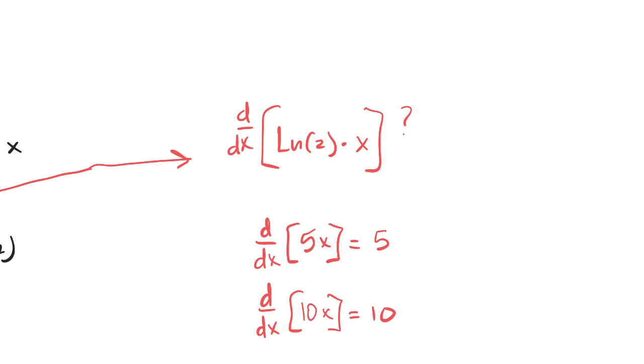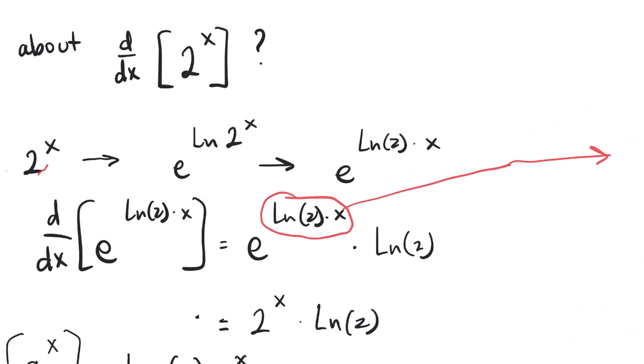10 is just a coefficient. Natural log of 2 is just a coefficient. It's a constant value, just like 5 or just like 10. Natural log of 2 has a constant value. It's just a coefficient. I know it looks much different, but it's no different than 5x or 10x. So what's the derivative of natural log of 2 times x? It's the natural log of 2.